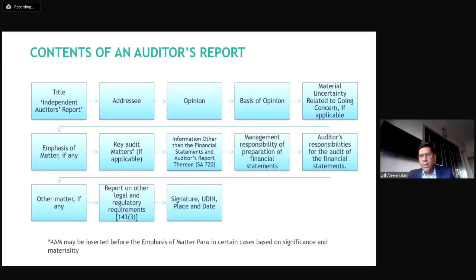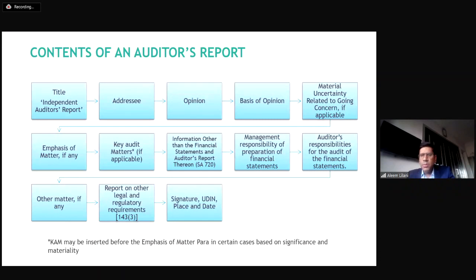Then the key audit matters, which is 701, applicable for listed companies. Then comes the information other than the financial statements and the auditor's report, which is under SA 720, where we need to review the annual report and all the disclosures in the annual report. And we need to mention if there's any inconsistency with the annual report or our understanding of the audit. After that, that's our reporting part, where our part ends.